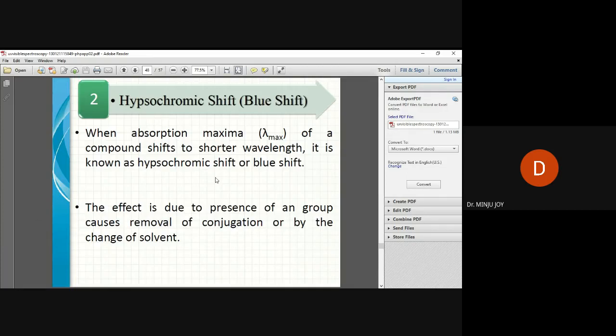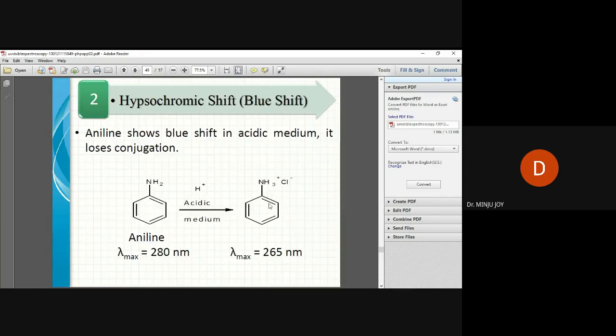Next is hypsochromic. When absorption maxima is shifting to shorter wavelength, it is called hypsochromic shift. This is due to the presence of a group which causes the removal of a conjugation, or by the change of solvent. If a compound has conjugation, it will have a higher wavelength. But if conjugation is removed, the wavelength shifts to its lower region. NH2 to NH3Cl: NH2 itself gives a lambda max of 280. When it is in an acidic medium, it loses its conjugation and its wavelength reduces to 265 nanometer.